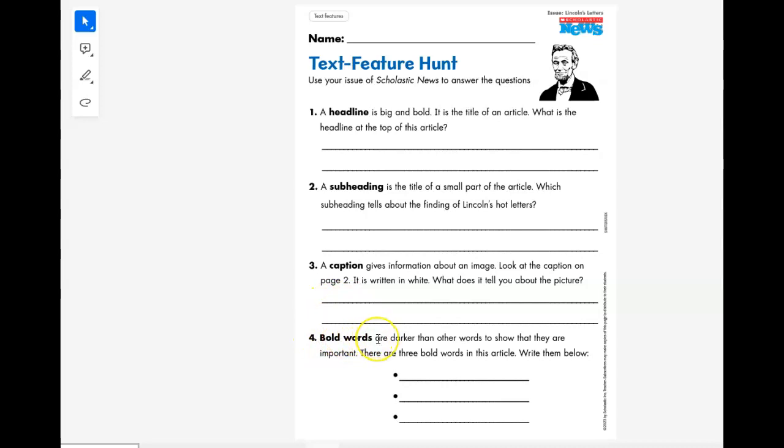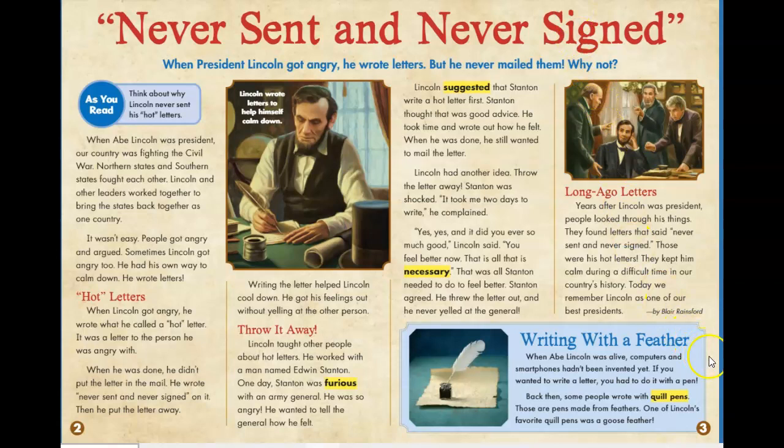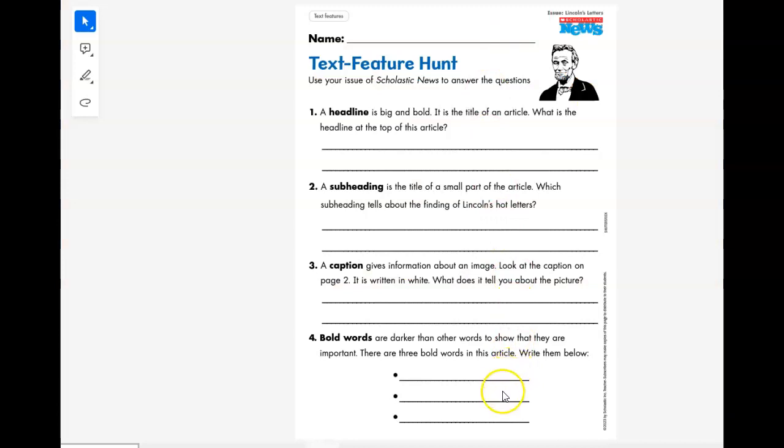Question 4, bold words. Bold words are darker than other words to show that they are important. There are 3 bold words in this article. Write them below, 1 on each line. So if we go back in the article, we notice that there are some bold words. No, it is not the headline. No, it is not these blue words here. No, it's not the subheadings. Look for the dark black words. Mine are also highlighted in yellow. Write 1 word on this line, another word on that line, and a 3rd word on that line. Then turn everything in to the finished work bin when it is completed.